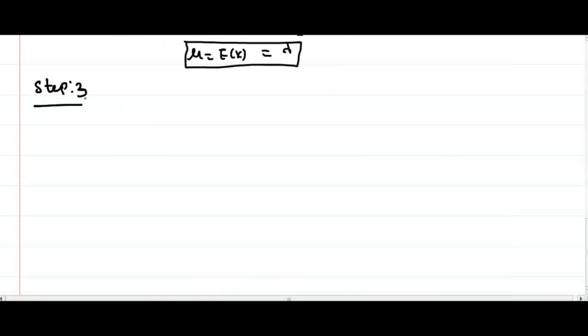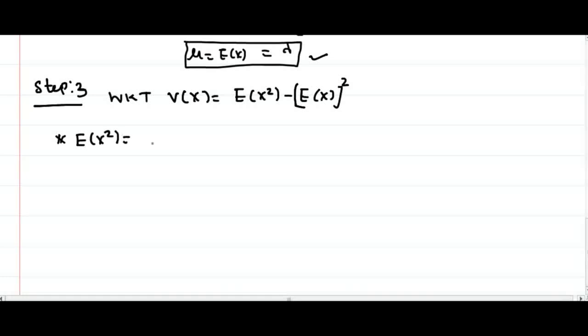So step number 3, to find the variance. We know the variance formula: variance of X equal to expected value of X square minus expected value of capital X whole square. We know the E of X value, that is lambda, right? So next we want to find the E of X square value. That is our target. E of X square is nothing but Mx double dash of t, substituting t equal to 0.